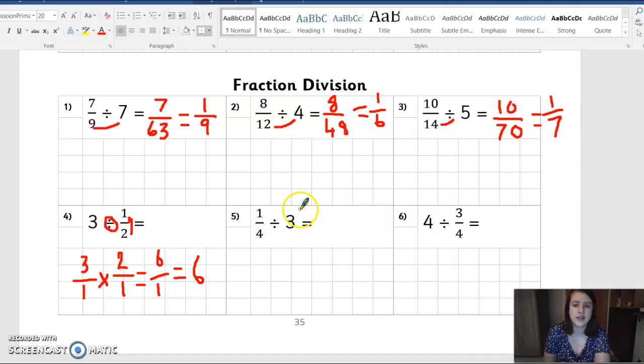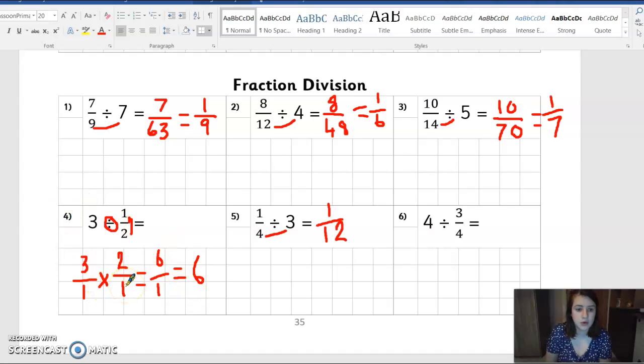Okay, number 5 is exactly the same as the 3 on top. So we keep 1 as the numerator. We do 4 times 3, which is 12. We can't simplify that down anymore, so that is 1/12. And then this one is exactly the same as this number 4.